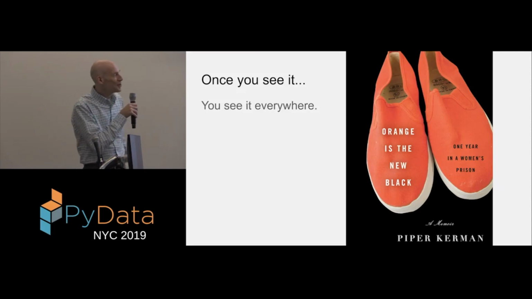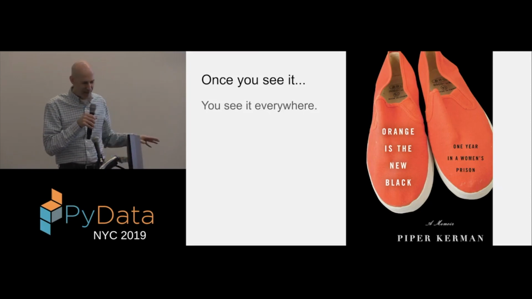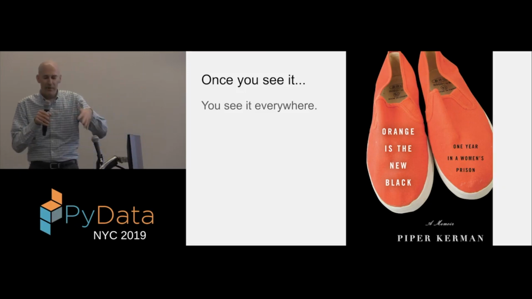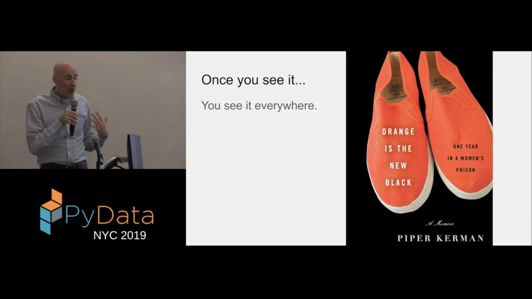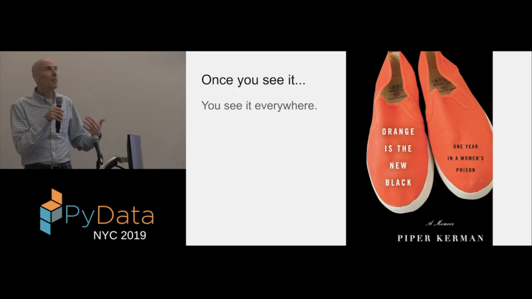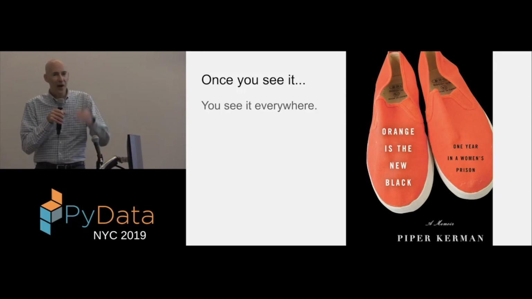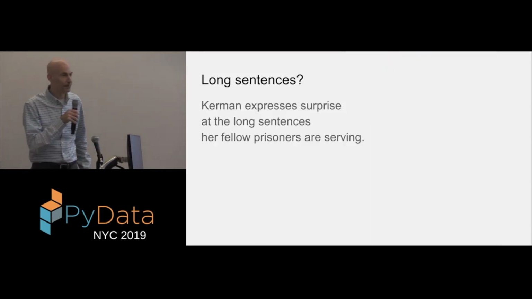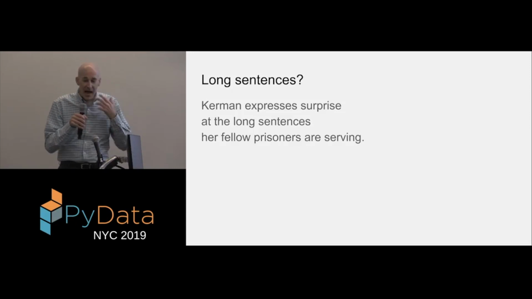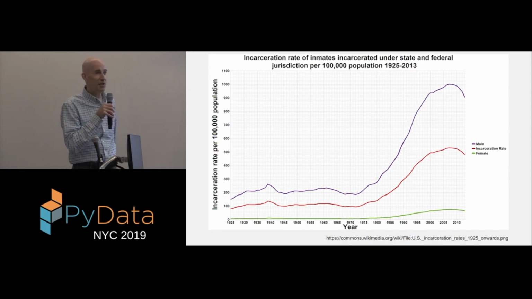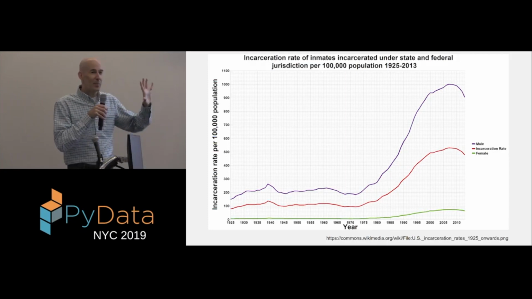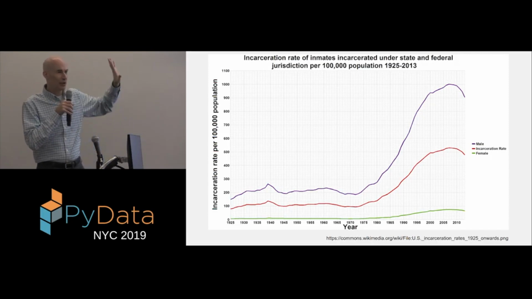So I read Orange Is the New Black a while back, which is very different from the television show. This is a memoir of a woman who went to a federal prison for about 17 months. And one of the things that comes up over and over in the book is she was very surprised by the length of the sentences that her fellow prisoners were serving. Now, first of all, she's right. So this is the incarceration rate in the United States over the last 100 years, and this is a national disgrace. So Piper Kerman, the author of the book, is absolutely correct.